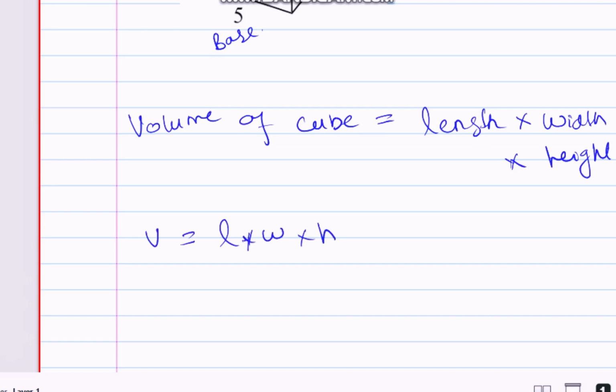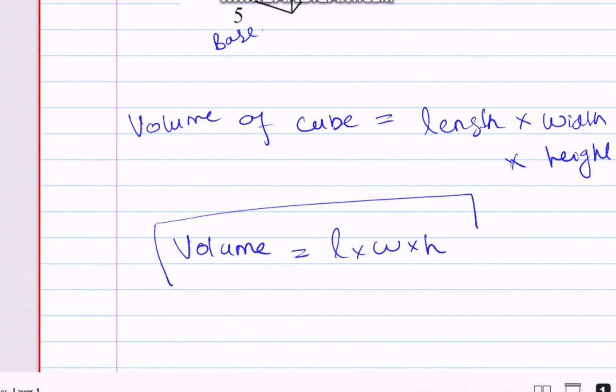So this is the volume of the cube with us. Basically, these formulas are very important. We will use these formulas in solving the questions of GED mathematics and other geometry problems. So this is the formula of the volume.